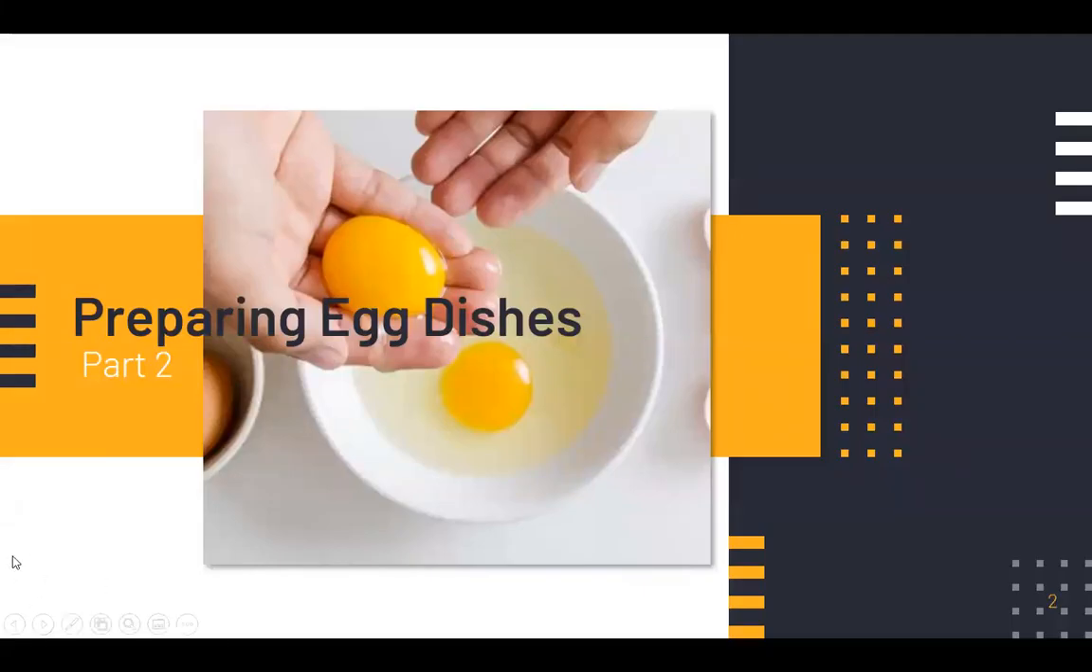Let us continue our discussion about preparing egg dishes. Eggs can be prepared many ways and are important ingredients in cooking and baking. It also plays very important functions in cookery as it has many uses. Today, we are going to focus our discussion on the different uses of egg and different methods of cooking egg.